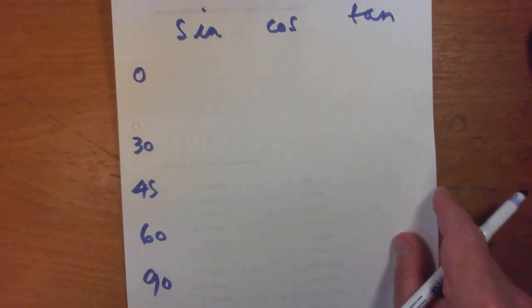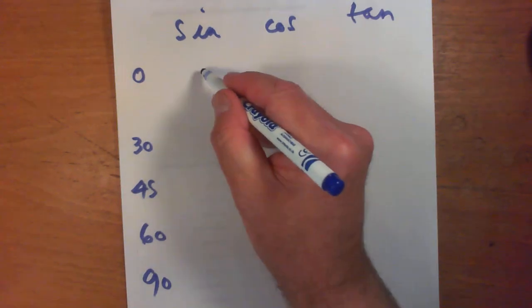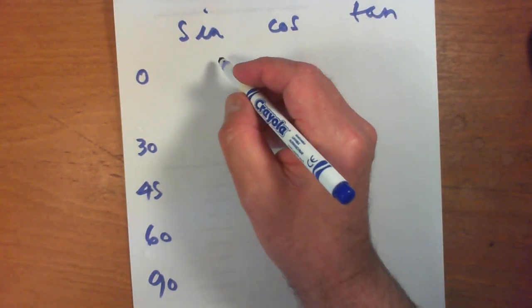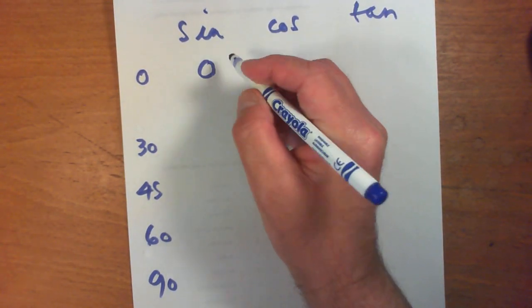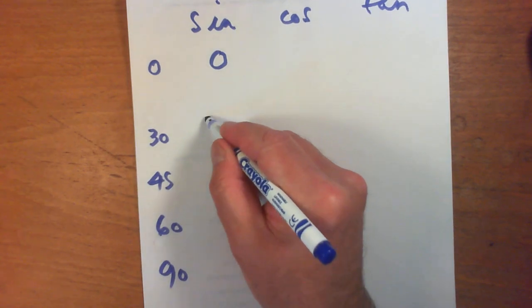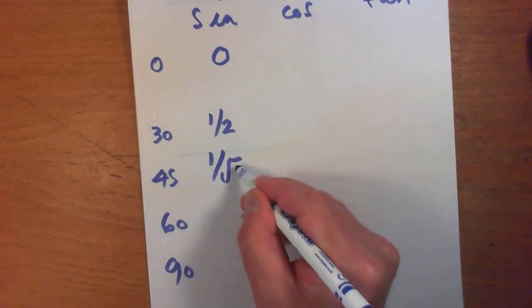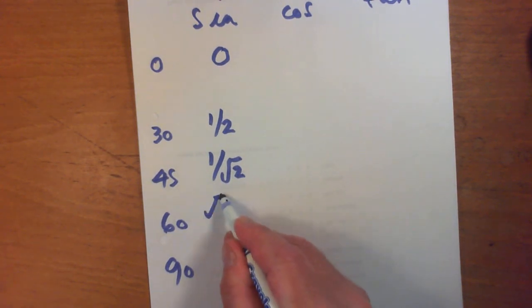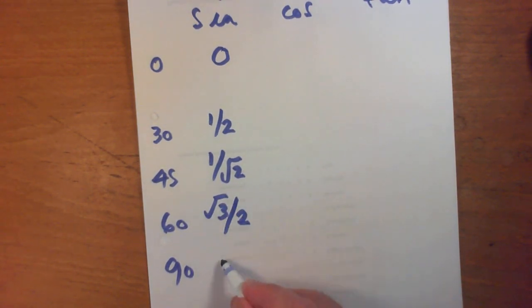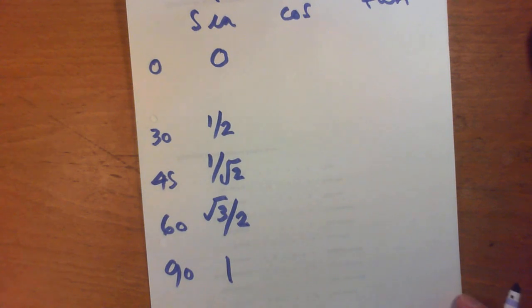Right, sorry about that again. Getting back to what I was going to say, these are standard values. Now, for sine, the sine of 0 degrees is 0. Of 30, it's a half. Of 45, it's 1 over root 2. Of 60, it's root 3 over 2. And for 90, it's 1.